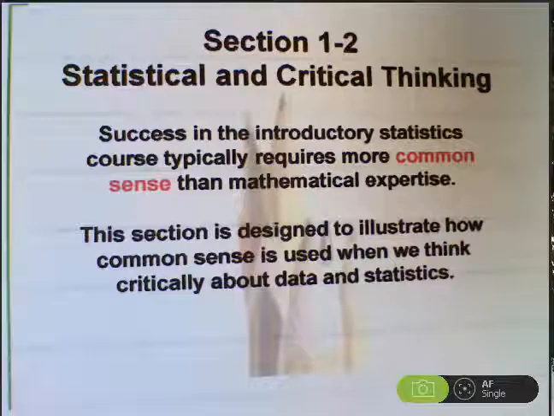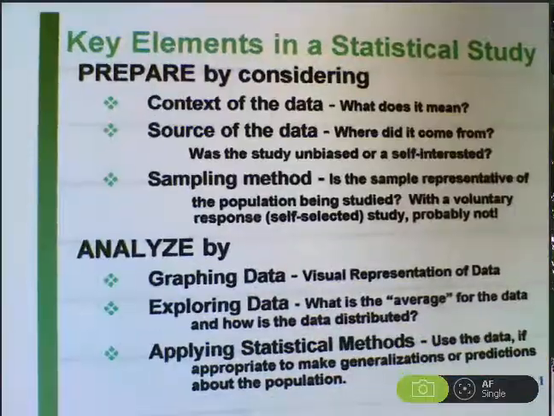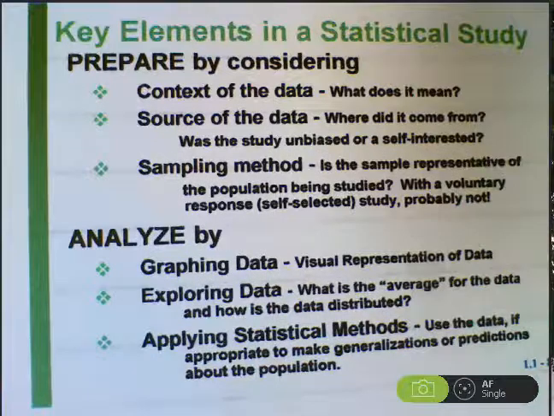But really, this course requires more common sense than mathematical expertise. You need to learn the vocabulary and how to think critically about statistics. The key elements in a statistical study. There are three key elements.